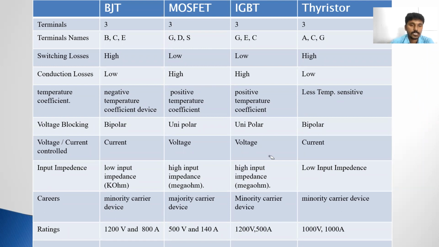Next, is BJT a current control device or a voltage control device? Please always remember: the BJT is the current control device, and MOSFET and IGBT are the voltage control devices, and the thyristor is the current control device. Please remember this point.